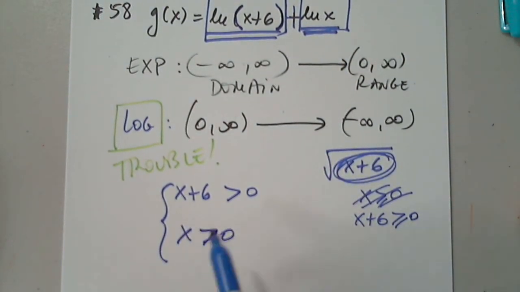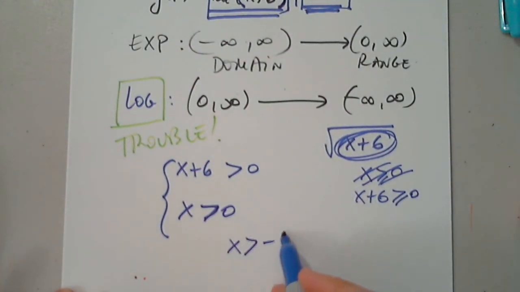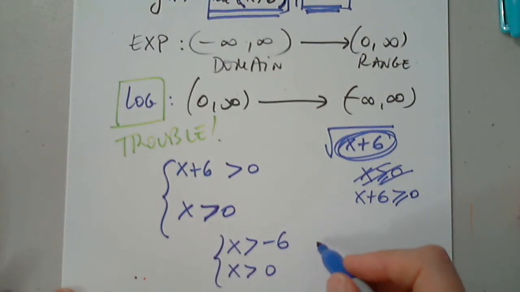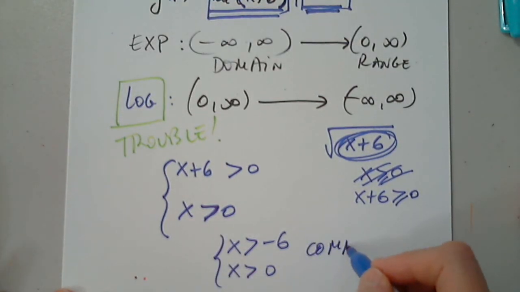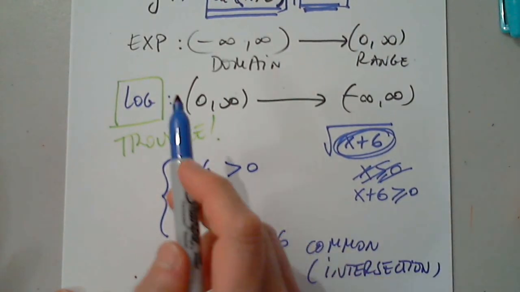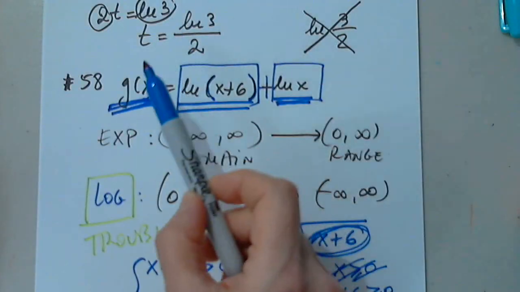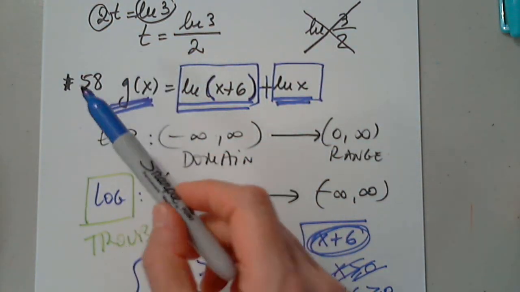So now I have to solve the system. This one says greater than negative 6. This one says greater than 0. I have to find the common part, or the intersection, because I'm talking about this function. Nobody cares about this. Nobody cares about this. We care about the domain of this function.